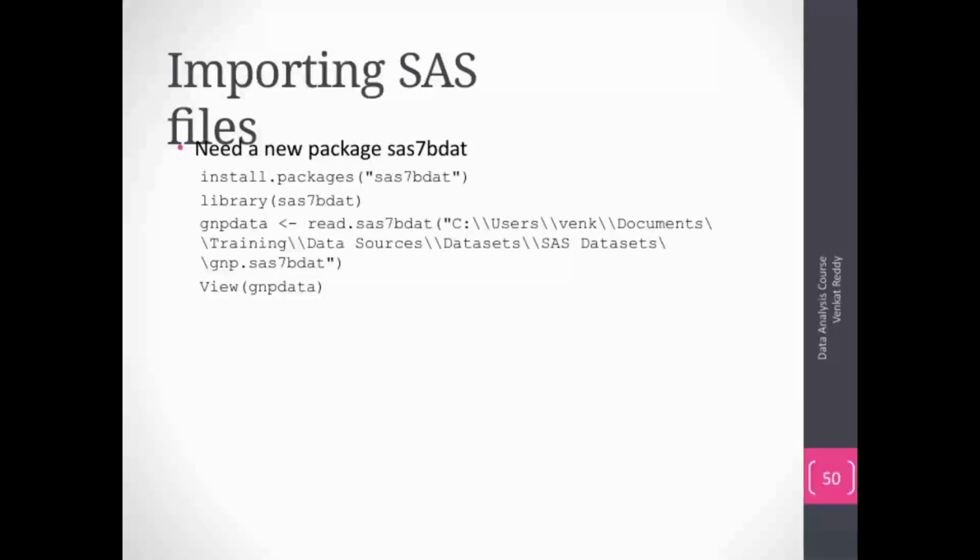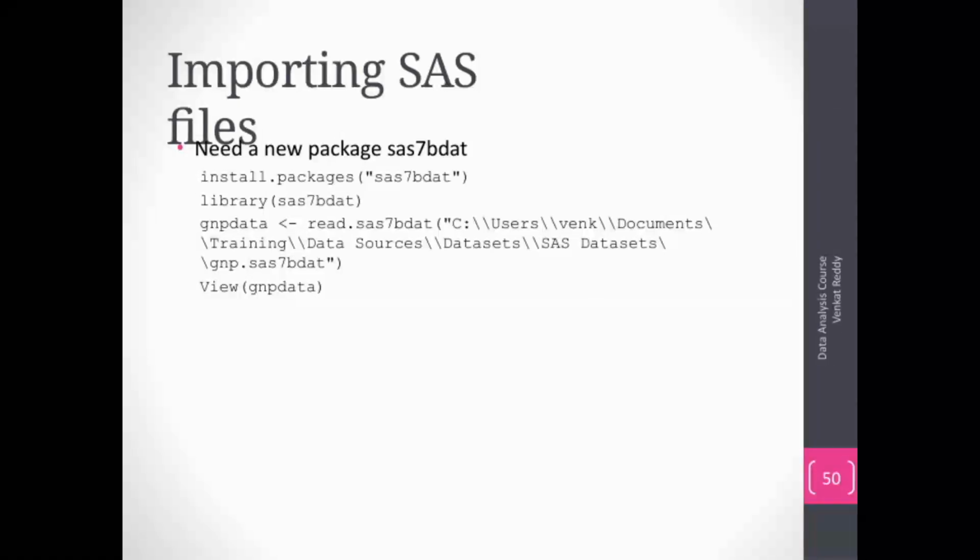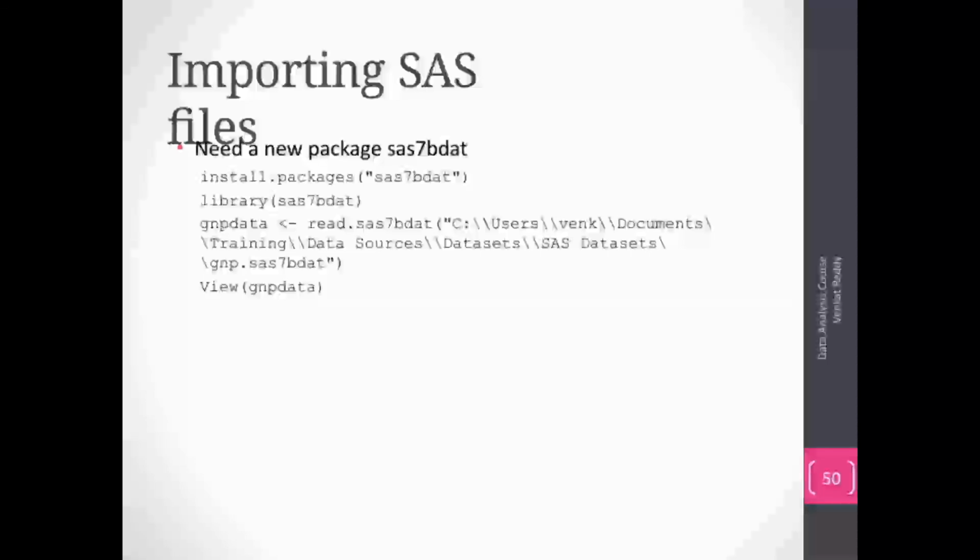For example, if your dataset is located at a specific path on your computer, just specify that path within the function. In this case, we're importing a file called GNP.sas7bdat from a directory on my computer. After importing, I like to view the data by using the View function, which opens the dataset in a spreadsheet-like view. The key takeaway here is that importing SAS files into R is quite straightforward once you have the right package and know the path to your dataset. This step is crucial for analyzing SAS data efficiently within R and connecting your SAS datasets with your broader data analysis workflows.